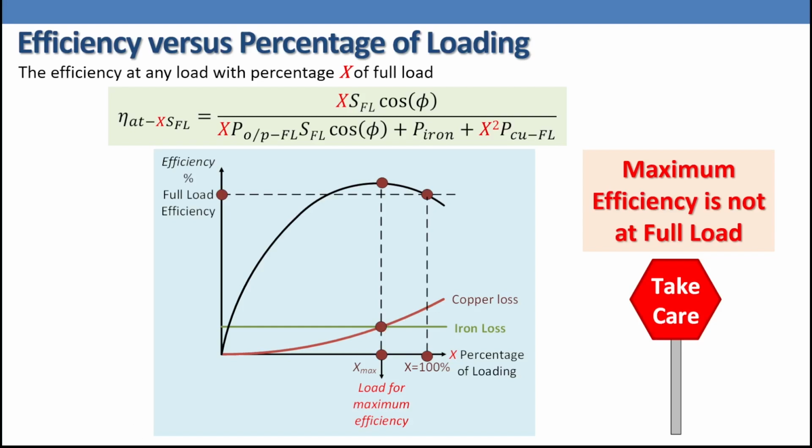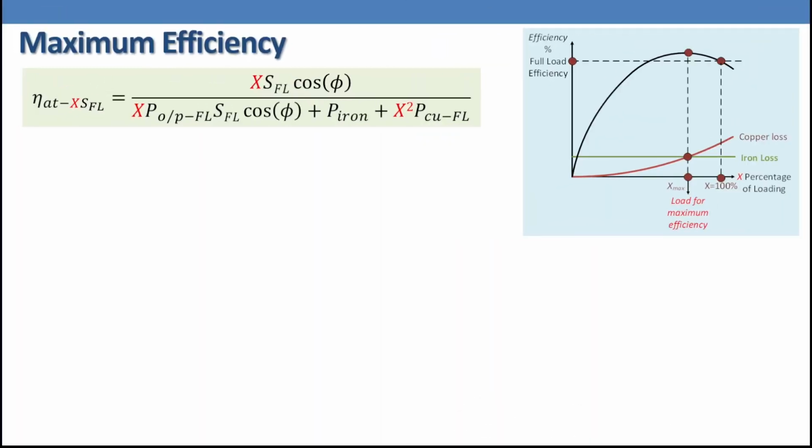We need to prove that mathematically. So we have here the efficiency function of x, the percentage of loading. How to find the maximum mathematically? If we differentiate the efficiency with respect to x and set the value equal to 0, we are going to find the condition which achieves the maximum efficiency.